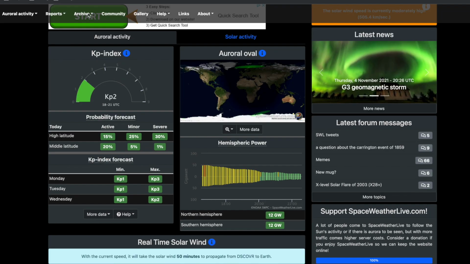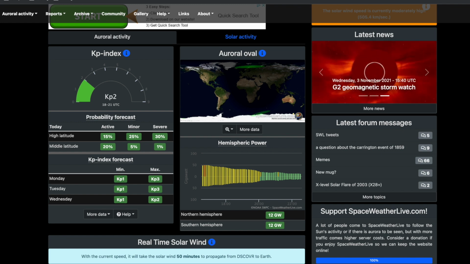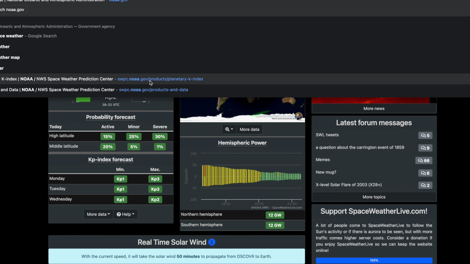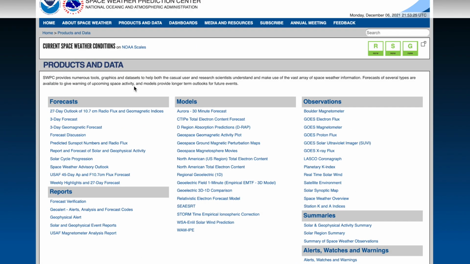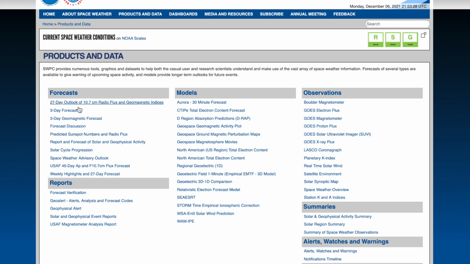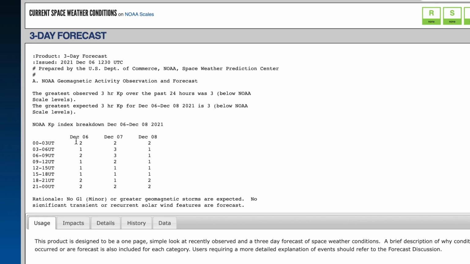So I'm going to show you now where I go to look at more long-range forecasts. So I'll go to NOAA, their products and data for their space weather, and there's a lot of data here, so I just want to go over the points that matter the most. So here in the forecast section, they have a 27 and 3-day forecast. These are the two that I use the most, but there's plenty more here you can go through if you're interested. So the 3-day forecast gives you the date, and this is a UT time, so you have to adjust this. I live in the Pacific Northwest, so I have to subtract 8 hours from this. You can sort that out depending on where you live.